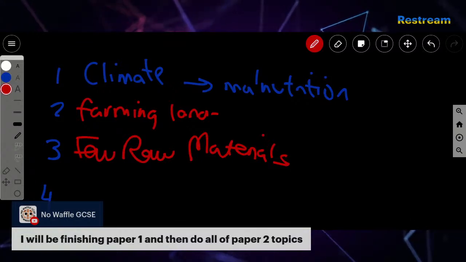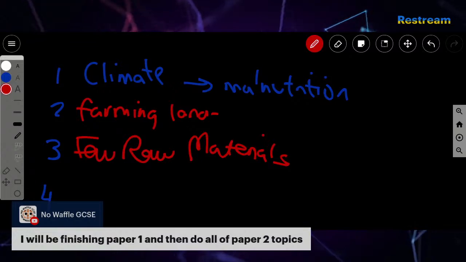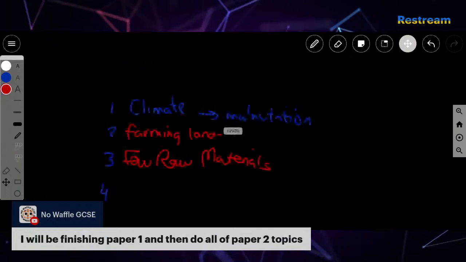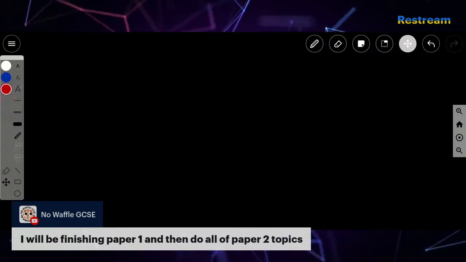Now there are also economic factors that come into play when we're looking at what causes uneven development. Firstly, poor trade links.